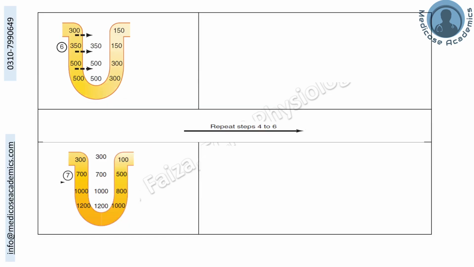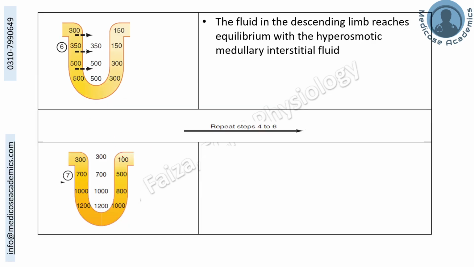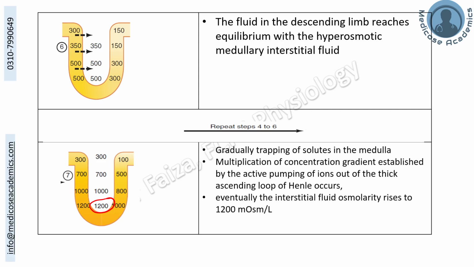This keeps on happening again and again until the osmolarity of 1200 milliosmoles is achieved in the renal interstitium close to the tip of the renal pyramids. And this is all occurring on the same basic concept that the ascending limb is capable of actively transporting sodium chloride but impermeable to water, whereas the descending limb is capable of reabsorbing water and less permeable to salts. So the osmotic equilibrium ultimately is achieved in the descending limb of the loop of Henle, while the ascending limb is helping in creating a higher osmolarity in the medullary interstitium.